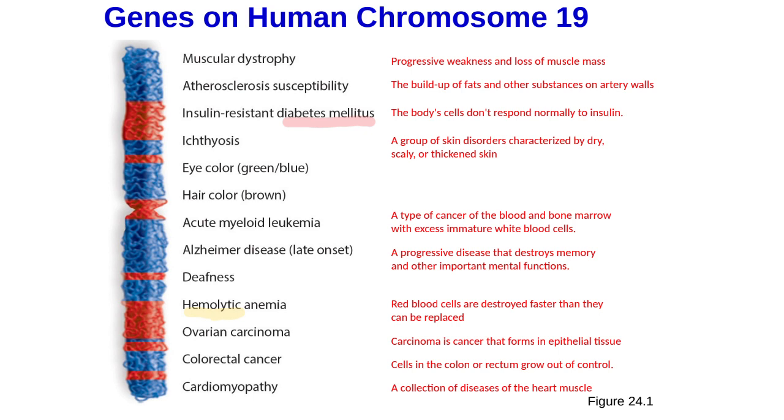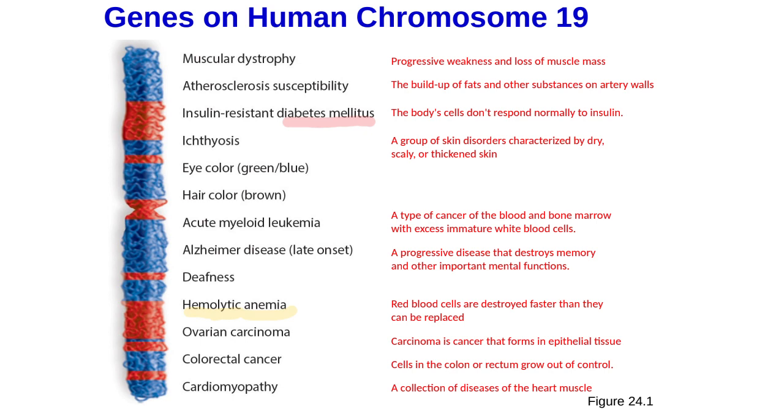And anemia, there's different types of anemia, but anemia is a form of disease in which you're essentially not getting enough oxygen to your tissues. And so people tend to be very tired and weak all the time when they have anemia. So in hemolytic anemia, what happens is the red blood cells are destroyed faster than they can be replaced. Next one is ovarian carcinoma. A carcinoma is a cancer that forms in epithelial tissue.